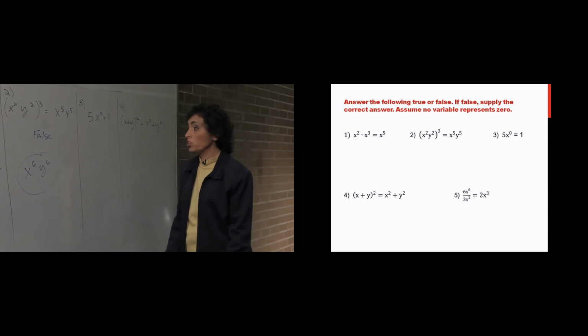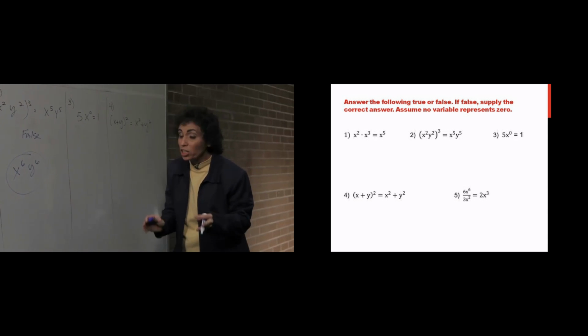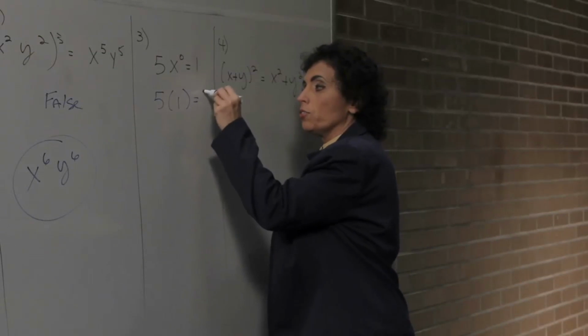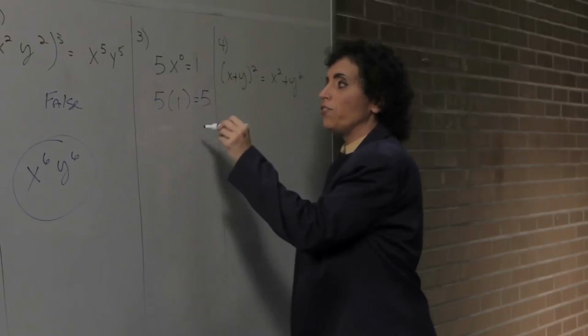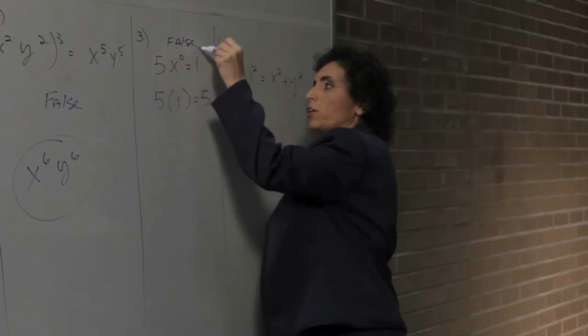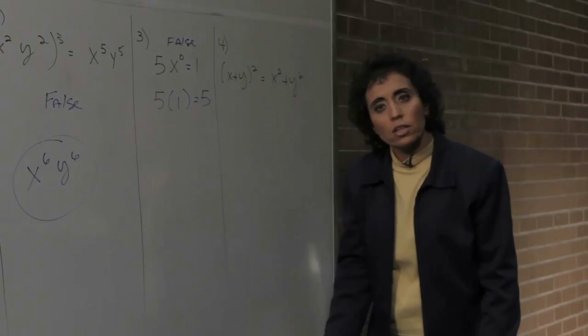Number 3, we just said anything to the 0 power is 1. This might look like it's correct, but the 5 is not being raised to the 0 power. So it's 5 times 1 is 5. The answer is 5. So this is false, and the correct answer is 5, okay?